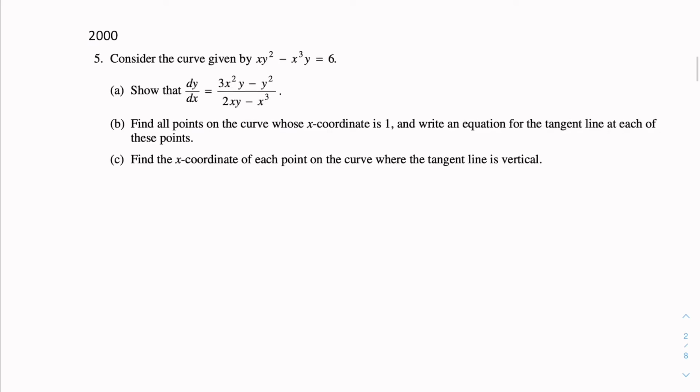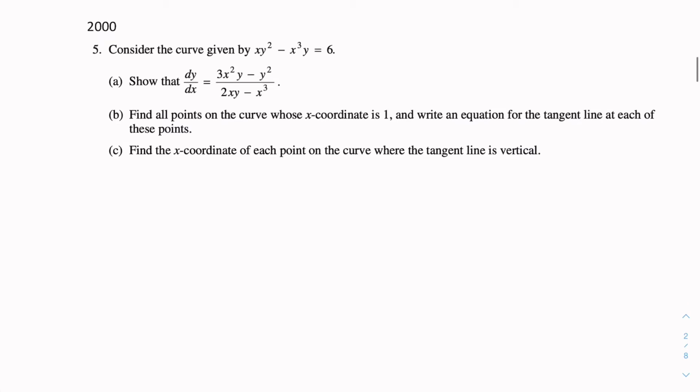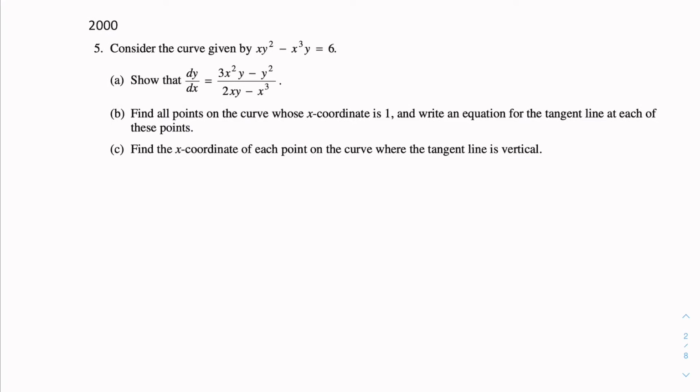So from the 2000 AP exam, number 5, A, B, and C can all be done with just basic understanding of derivatives. So let's jump in. They say the curve is given by this function, xy squared minus x cubed y equal to 6. And in part A, show that the derivative equals this whole expression.